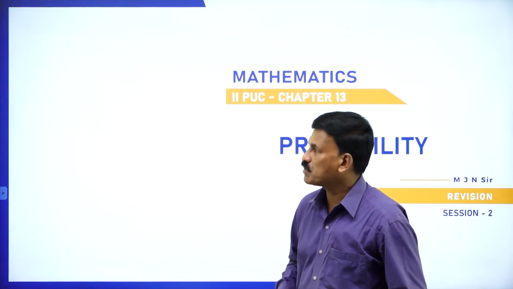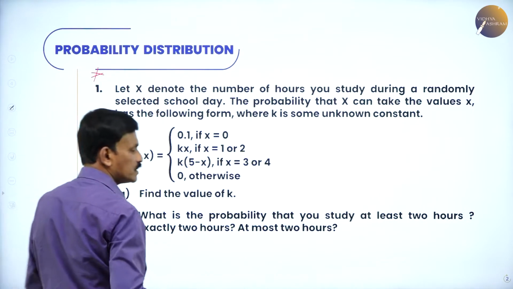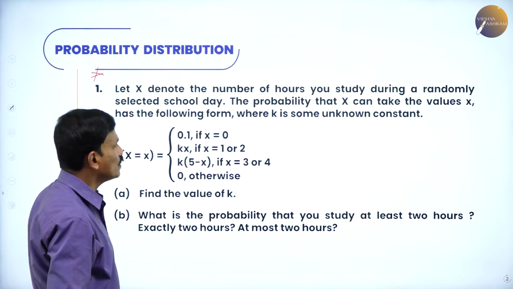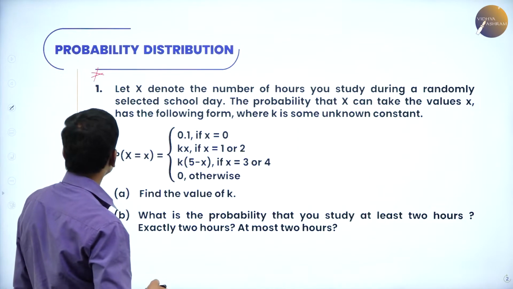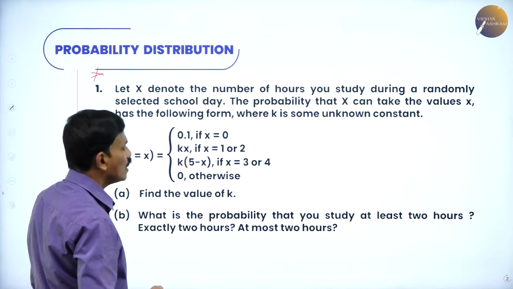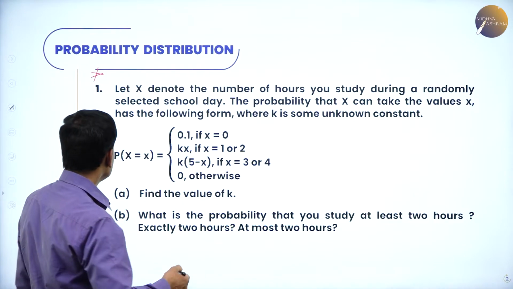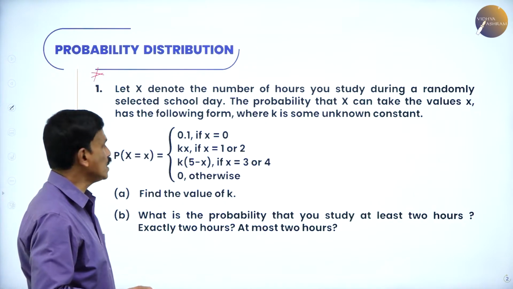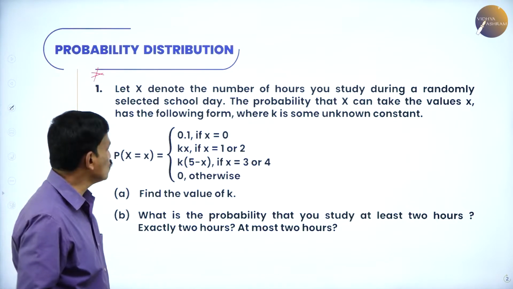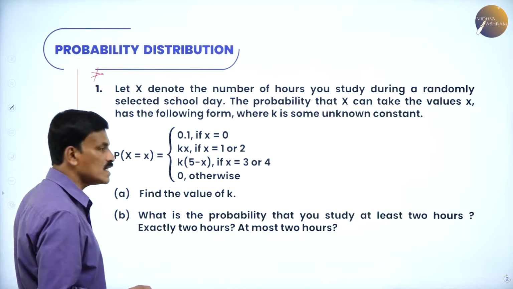Now let us come to the first problem. This is a very important type of problem. You may expect this type of question for 3 marks. What is the problem given? Let X denote the number of hours you study during a randomly selected school day. The probability that X can take the values has the following form, where k is some unknown constant: P of X equals x is 0.1 if x is equal to 0, kx if x is equal to 1 or 2, k into 5 minus x if x is equal to 3 or 4, 0 otherwise.